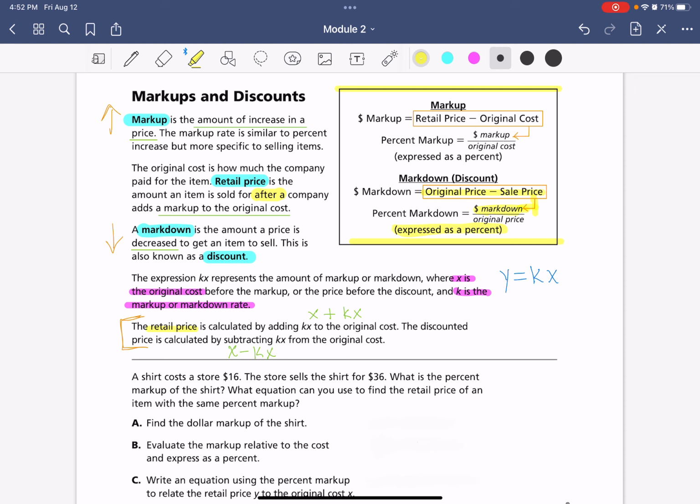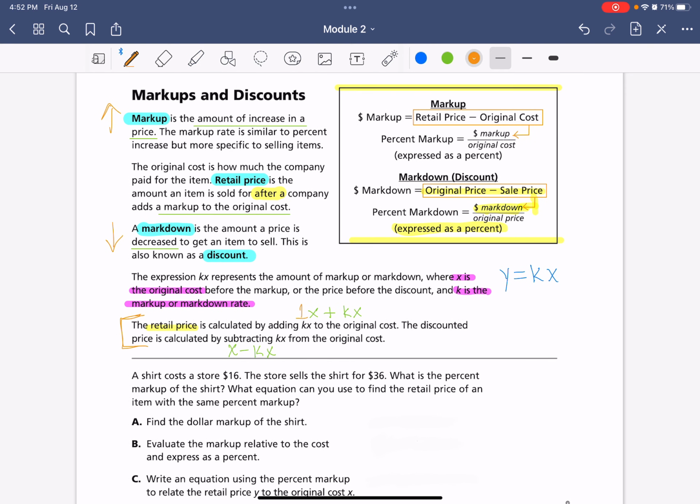So the best way to calculate that retail price is by adding kx to the original cost. So again, they're paying 1 whole, 1x, and then whatever our percent markup is times that original cost. We would add those together for our retail price, and then our discounted price would be subtracting them, because you're going to take your full cost here and then take off your 40%. Take off whatever that discount is.